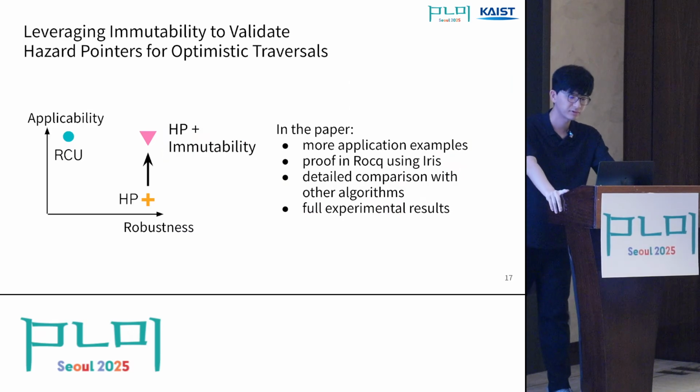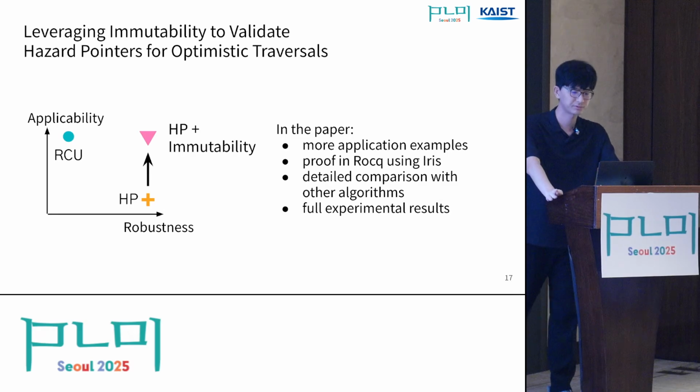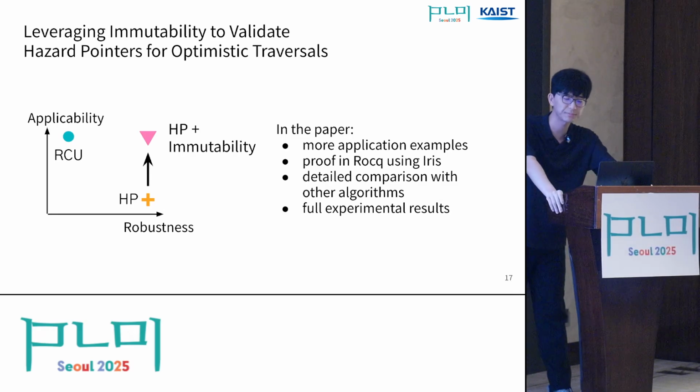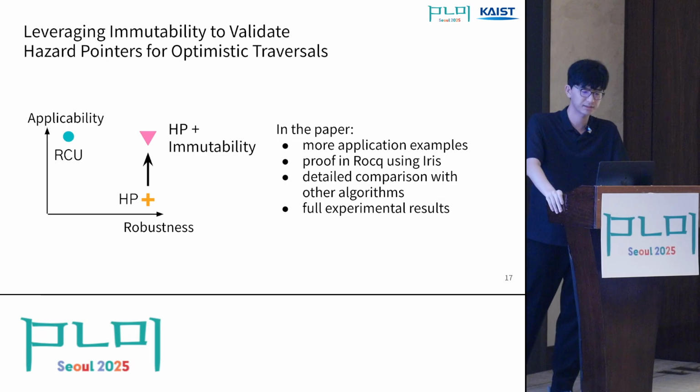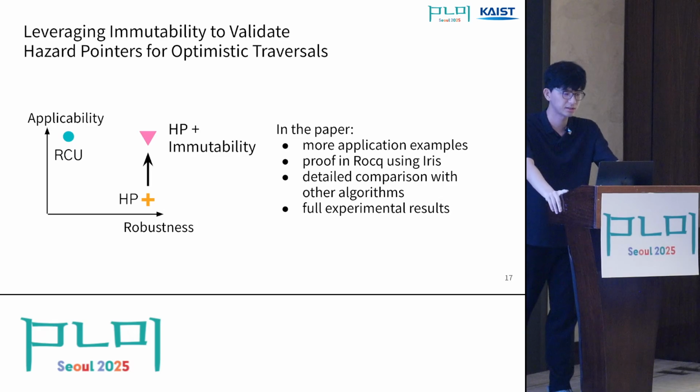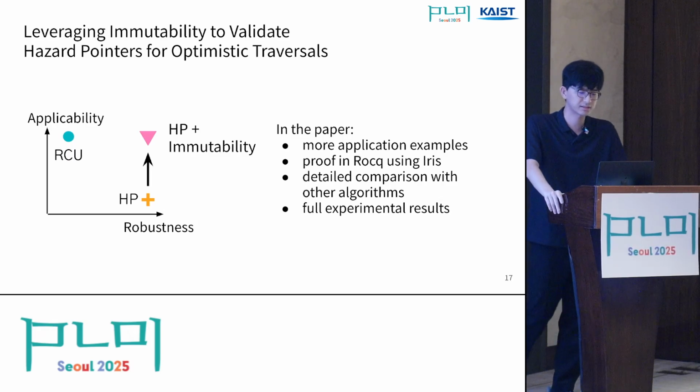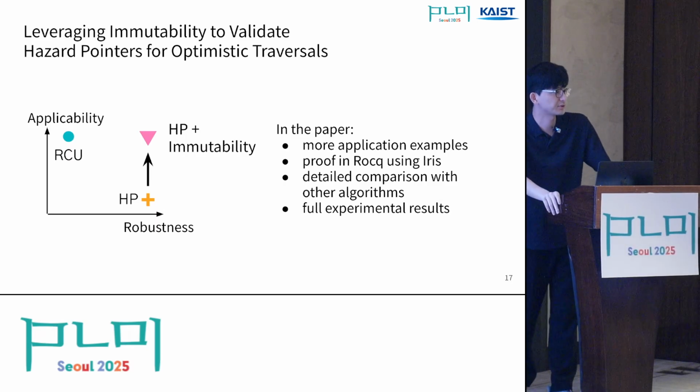In the paper, we have a more detailed explanation of hazard pointers with val_immut, such as application to an optimistic binary tree and optimistic skip list, verification in the Rocq theorem prover using the Iris separation logic, and detailed comparison with other reclamation algorithms. So please check it out if you're interested. And although that was quite short, that's all, and I'll be happy to take your questions.